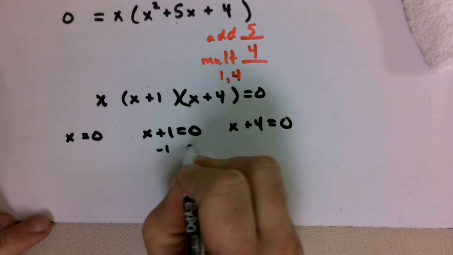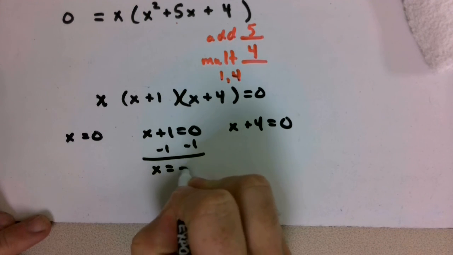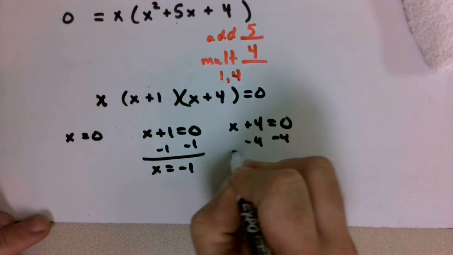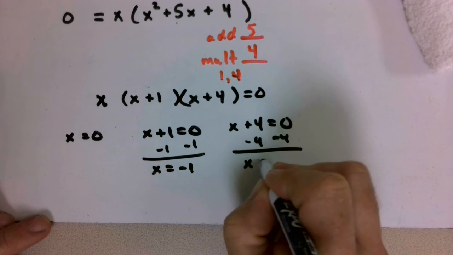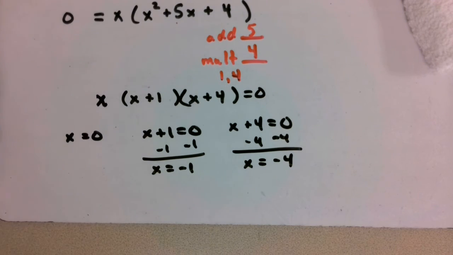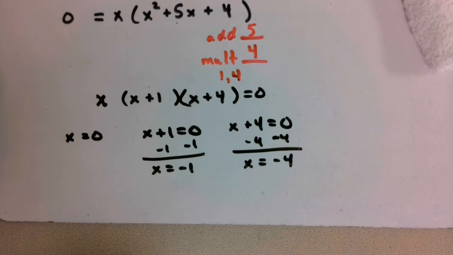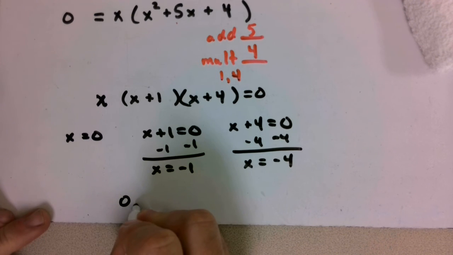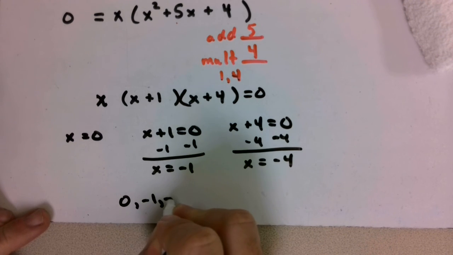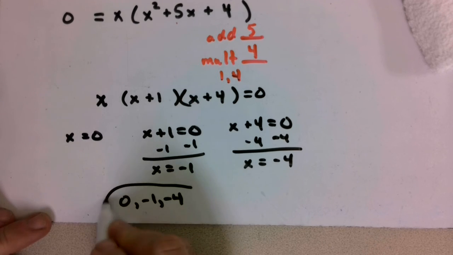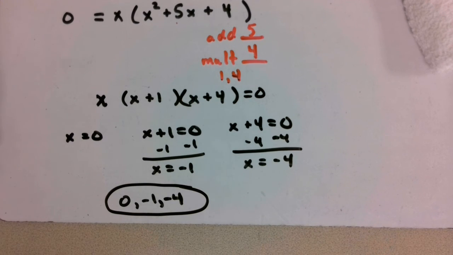The second equation, if I subtract 1 on both sides, we get x is equal to a negative 1. The last equation, if I subtract 4 on each side, I get x is equal to a negative 4. So there are 3 zeros in this problem. 0 is one of the zeros, so is negative 1, and so is negative 4. So to list these out, our book just separates these by a comma. They can be in any order for our final answer.